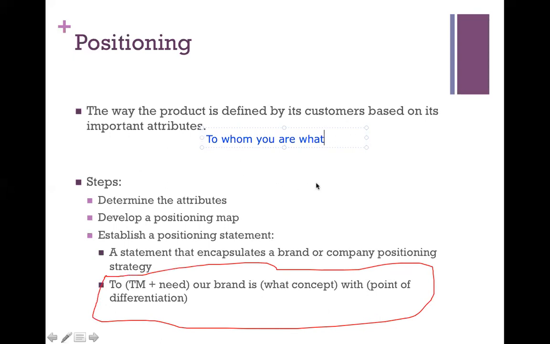Imagine if you come to a job interview, you may receive a question, tell me about yourself. Then you are actually thinking about your positioning. To whom you are what, right? To this company and what? How do you pitch yourself? So that's actually a positioning statement.